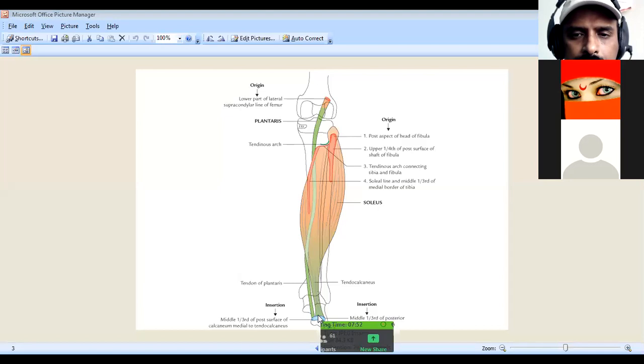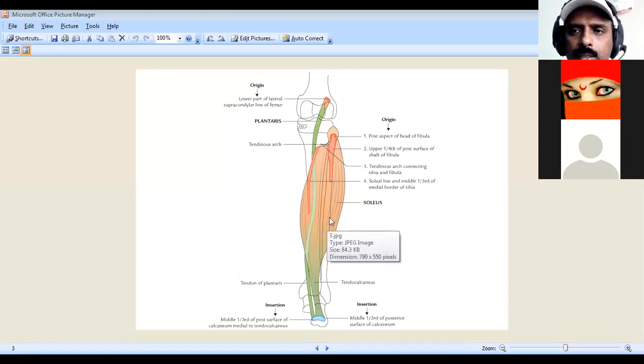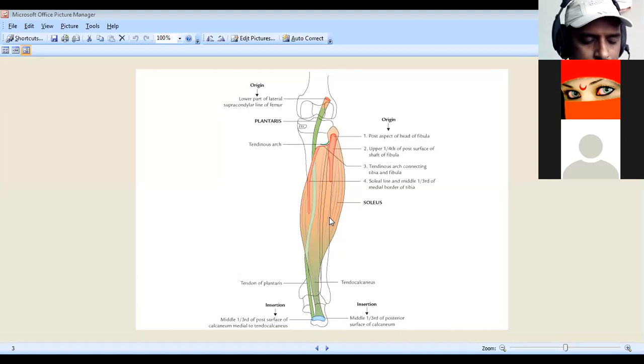Insertion: it is inserted at the calcaneus bone, you have to remember, through the tendocalcaneus. So the middle one third of the posterior surface of the calcaneus is where soleus takes insertion. Then why is soleus called a peripheral heart? I have told you almost ten times in the lectures, but I will repeat again. Soleus origin and insertion are over.